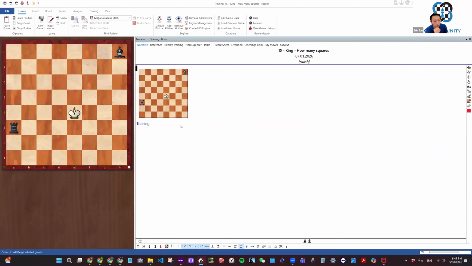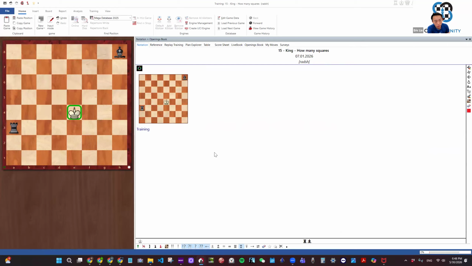Look at the king. Here's a tricky one. How many different squares can this king move to? It's a tricky one. The answer is 3.